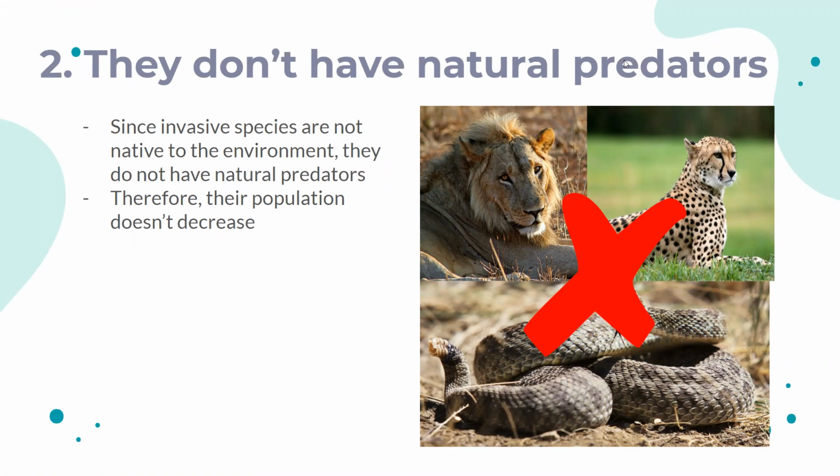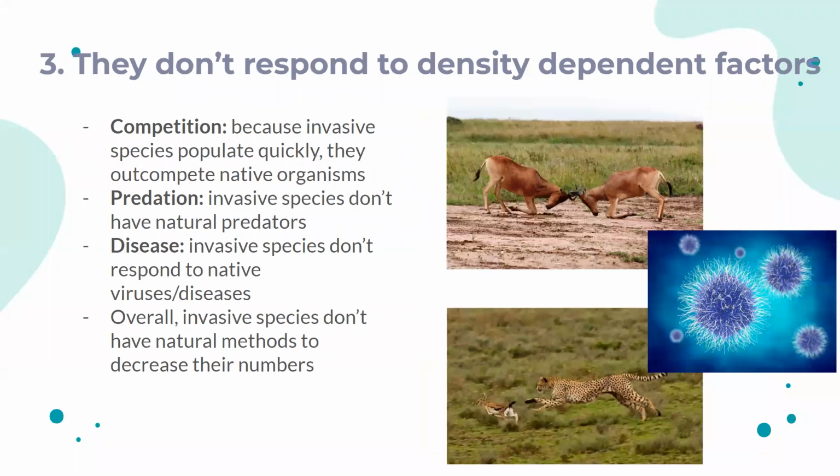Number two, they don't have natural predators. Now, I know these guys may seem a little scary, but they actually play a really important role in the environment. They control a lot of the numbers of animals, but because invasive species don't have natural predators, their numbers don't decrease. So they just keep increasing and increasing, and their numbers get a little out of hand.